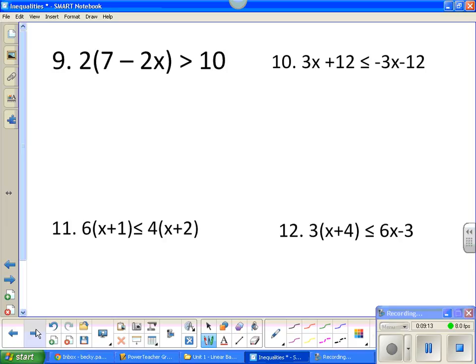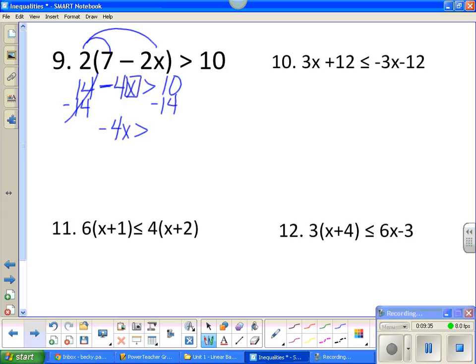Okay, now we've got a little distributing to do. So that would give me 14 minus 4x greater than 10. Here's my x. So I'm going to subtract my 14 because he's positive. That negative belongs to the 4, so he comes down with the 4. I don't flip for subtraction. 10 minus 4 is a negative 4.